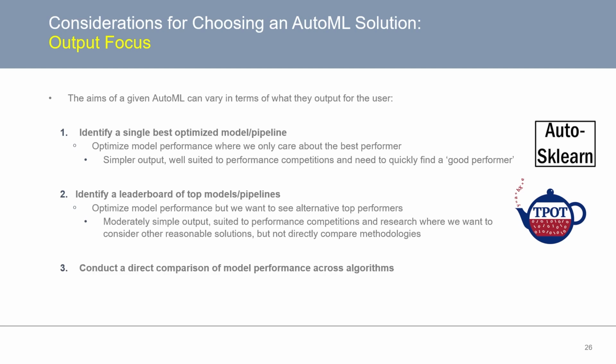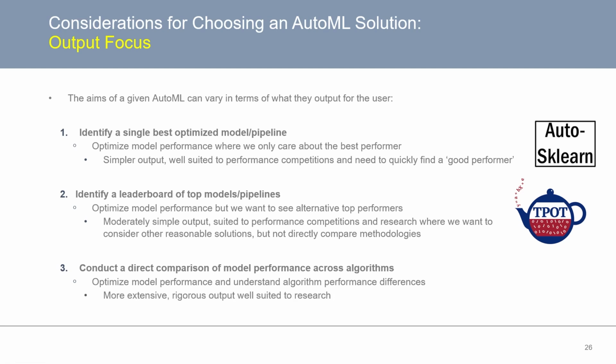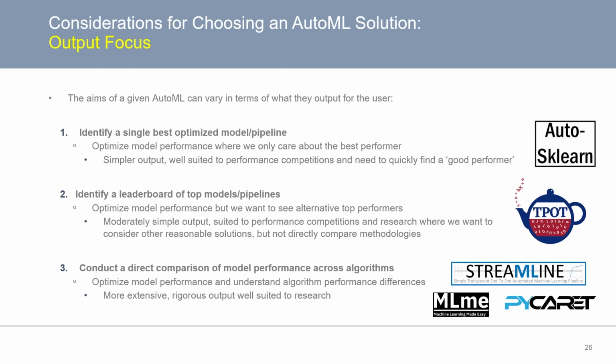A third focus would be to conduct a direct comparison of model performance across algorithms. Here the goal is not only to optimize model performance, but to also understand algorithm performance differences. This yields a more extensive and rigorous output that would be well suited to research in general. Examples of this type of output focus include Streamline, MLME, and PyCaret.